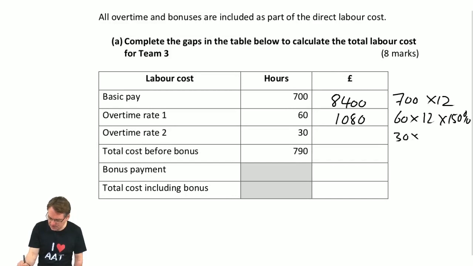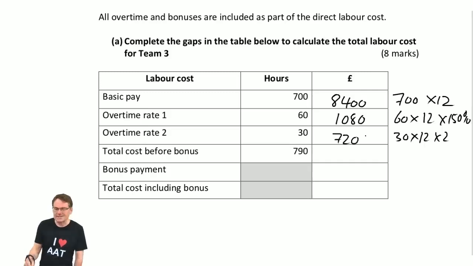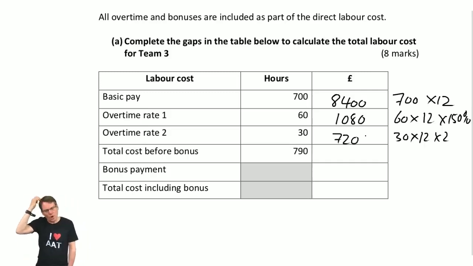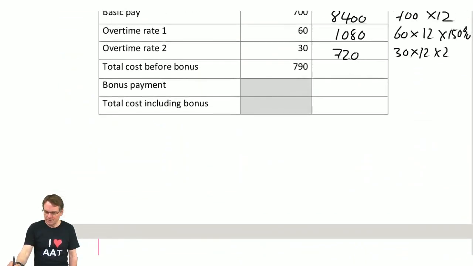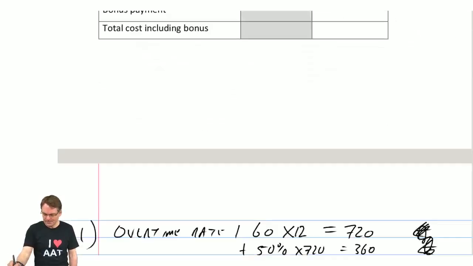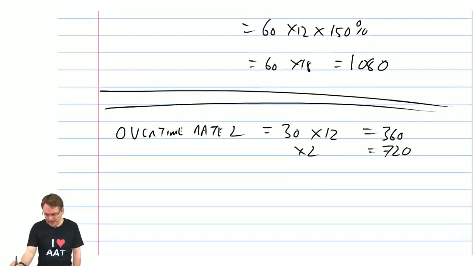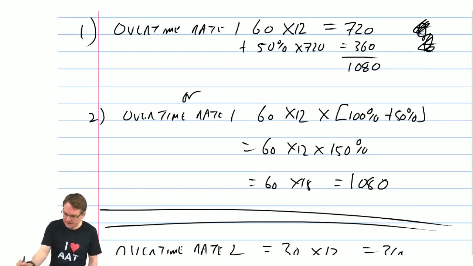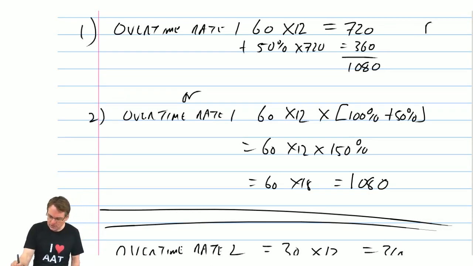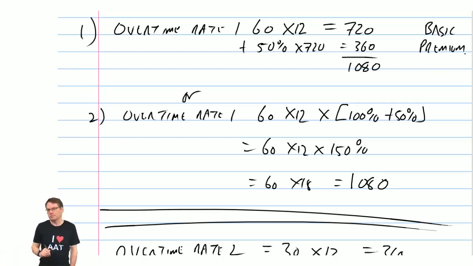So we've got 30 times 12 times 2, and that is 720. Now, some of you might be thinking to yourself, why, David, why not just do 30 times 12 times 2? Why do it in 2 rows? Well, the reason I've done it in 2 rows is the same reason I did the top one in 2 rows. Because in each of them, the top row is the basic pay and the second row is the premium.